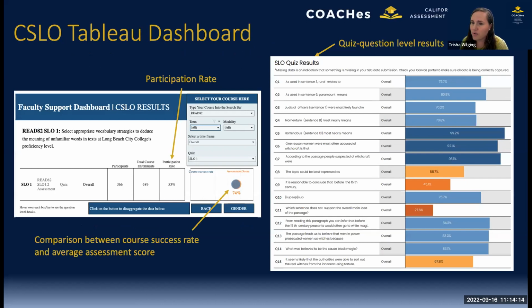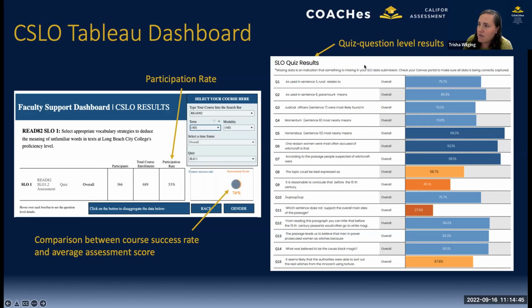And when the results come in, they look something like this in Tableau, and I've broken it up so that it fits on my screen here. But we can see the participation rate, which clearly needs some improvement. But we can also see a comparison between the course success rate and the average assessment score, which sometimes is indicative of, if there's a big gap between these things, that there are other factors at play in student achievement, right? As far as course success versus assessment scores.